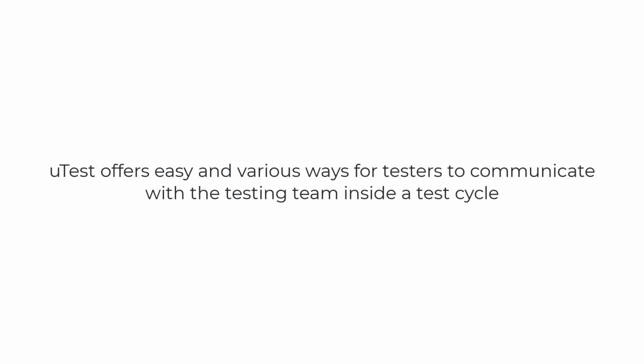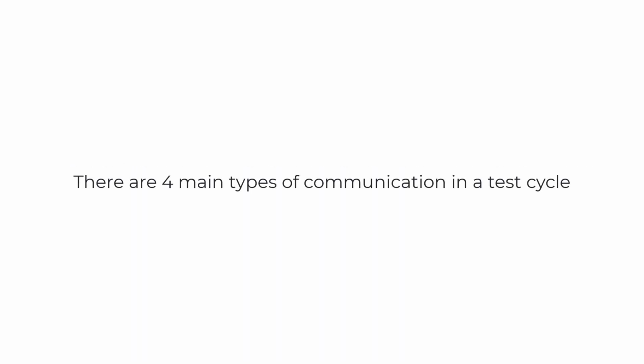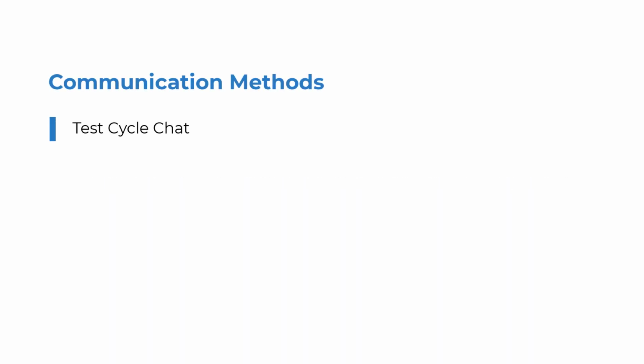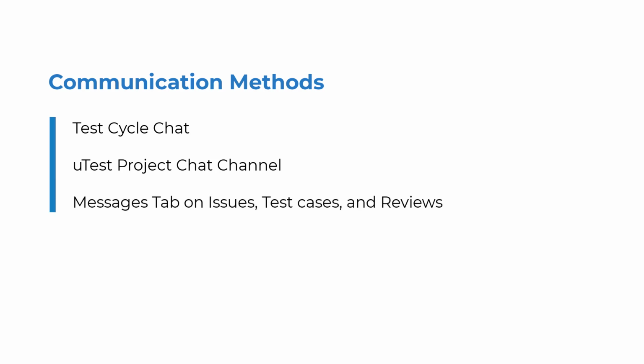uTest offers easy and various ways for testers to communicate with the testing team inside a test cycle. There are 4 main types of communication available: test cycle chat, uTest project chat channel, the Messages tab on issues, test cases, and reviews, and email.